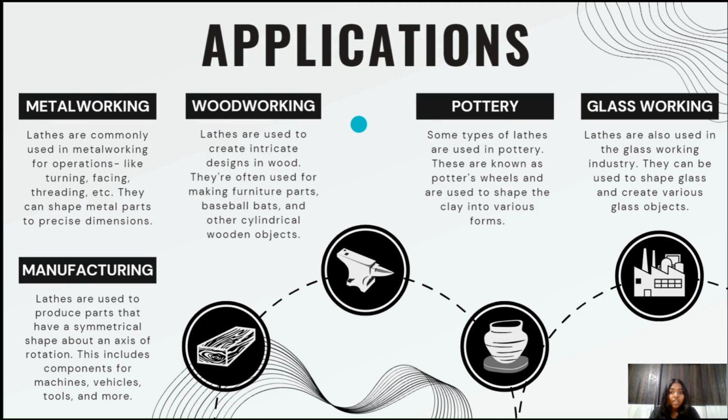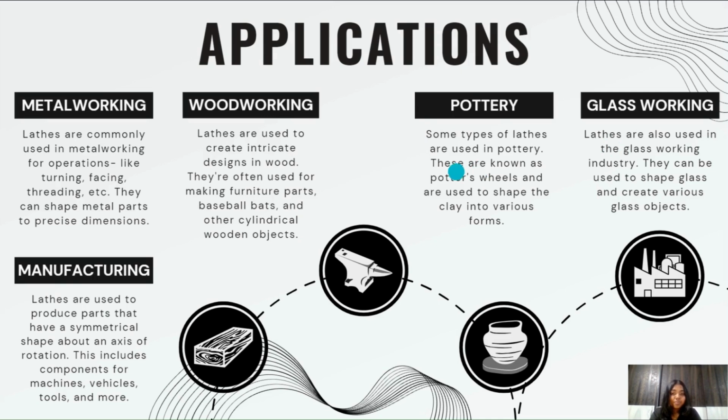Under woodworking, lathes are used to create intricate designs in wood, often used for making furniture parts, baseball bats, and other cylindrical objects. Pottery. Some types of lathe are used in pottery. These are known as potter's wheels and are used to shape the clay into various forms. Glassworking. Lathes are also used in glassworking industry. They are used to shape glass and create various glass objects.